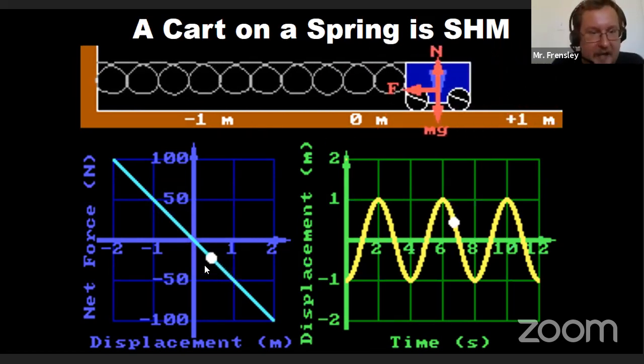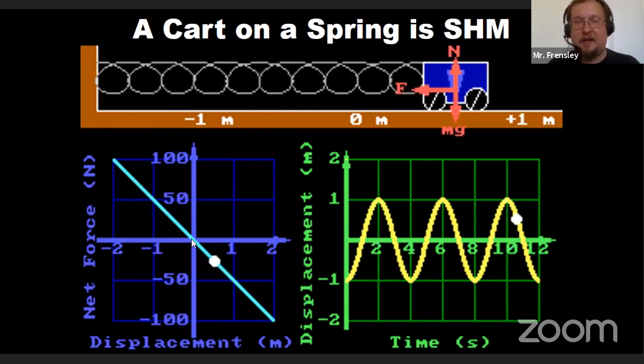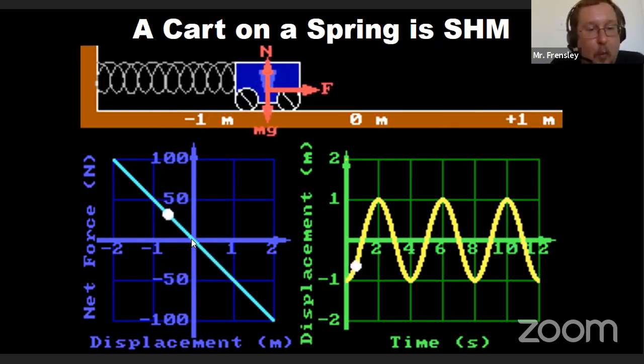Now, let's have a discussion here. Why is the slope negative, Frensley? By the way, everyone calls me Frensley, not even Mr. Frensley. So I'll never get a PhD because I'll just still be Frensley, right? Okay, so why is the slope negative?